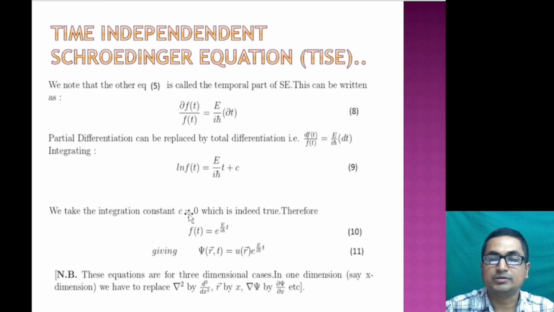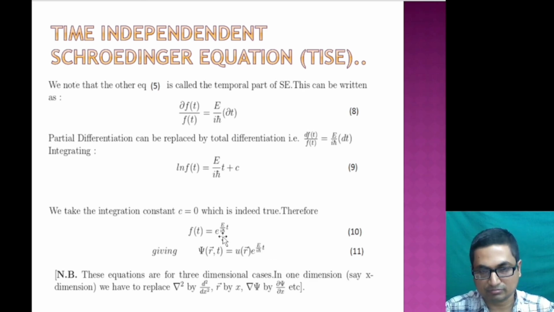We can put C equal to 0, and in that case we are left with log f(t) equal to capital E by i h cross t. Removing the log with the help of the exponential, we get equation 10: f(t) equals e to the power E t by i h cross, and this is the temporal part of the Schrödinger equation. Going back to equation 1, where psi(r,t) is equal to u(r) times f(t), we can put psi(r,t) equal to u(r) times exponential to the power E t by i h cross.